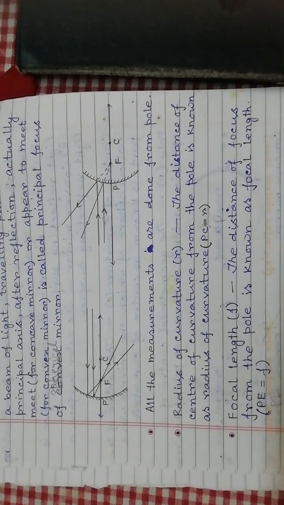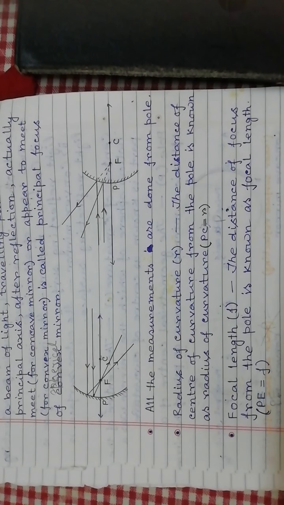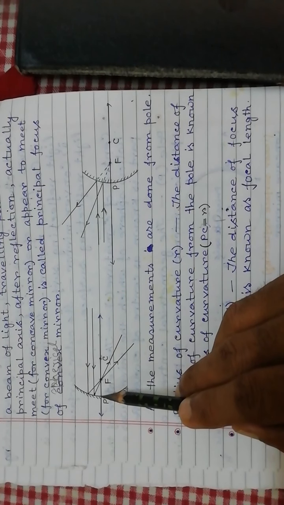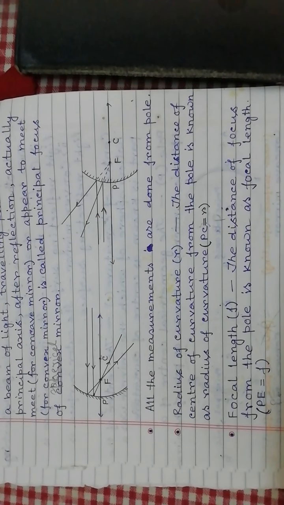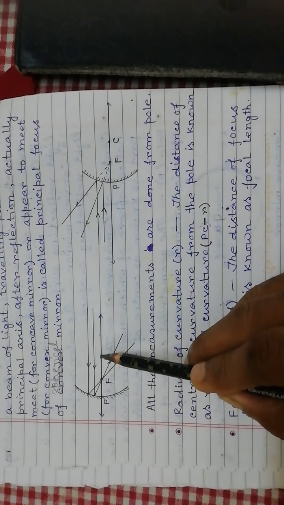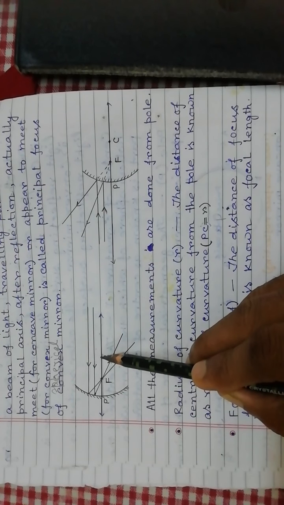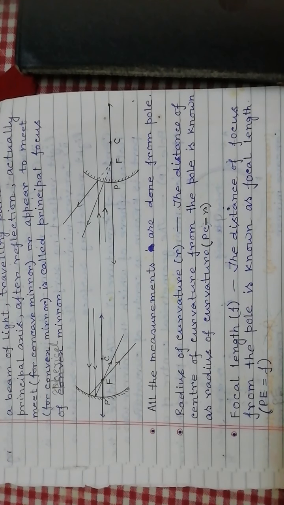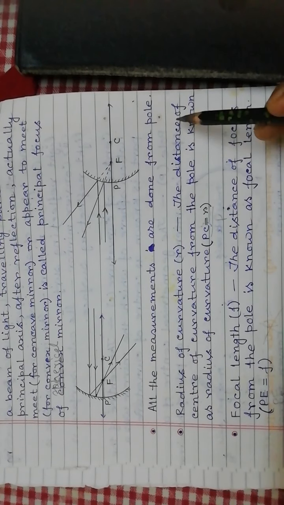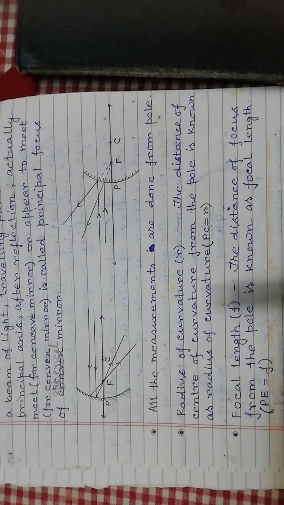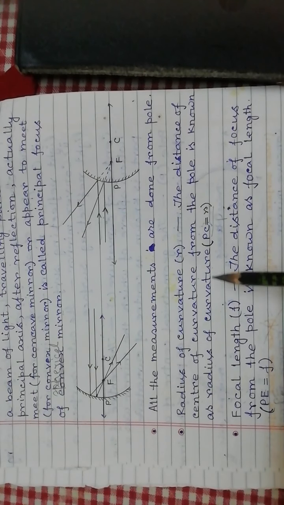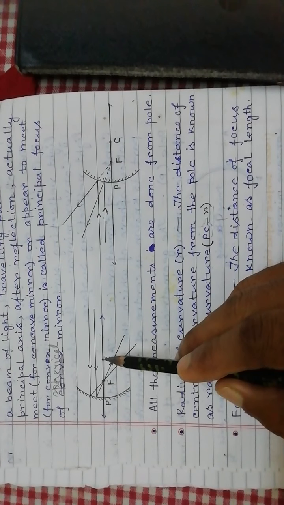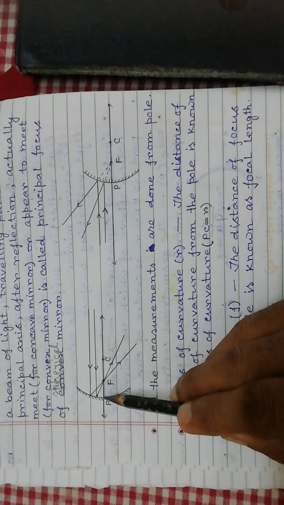Now all the measurements are taken from the pole. This is the pole. All the measurements will be taken from the pole. And now the radius of curvature. What is the radius of curvature? The distance from pole to center of curvature, this length, that means PC. The distance of the center of curvature from the pole is known as the radius of curvature. But PC is the radius of curvature, it cannot be written CP, because measurement is taken from P to C.